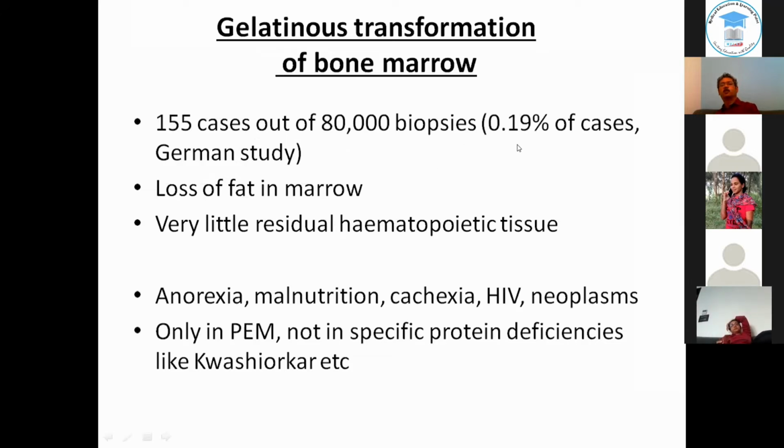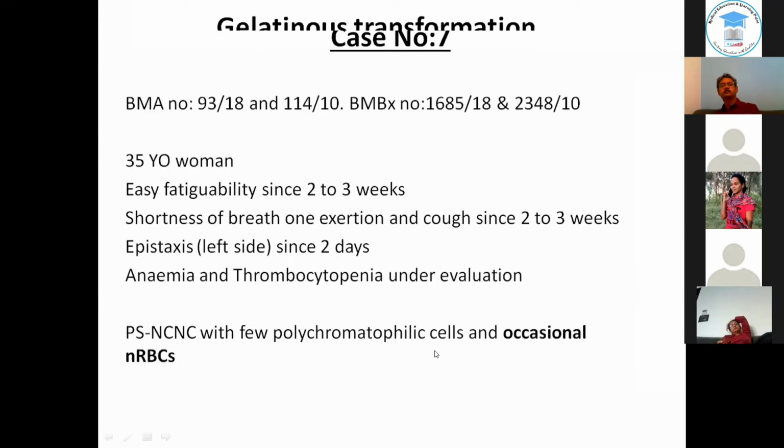And it's very uncommon, only 0.19% of cases in a large German study. And this is caused by anorexia, malnutrition, cachexia, HIV, and neoplasms such as Hodgkin's. It's seen only in protein energy malnutrition, not in specific protein deficiencies.